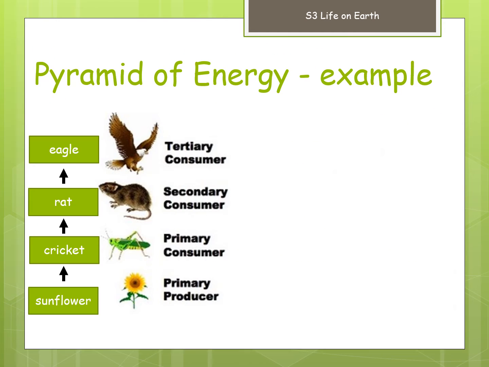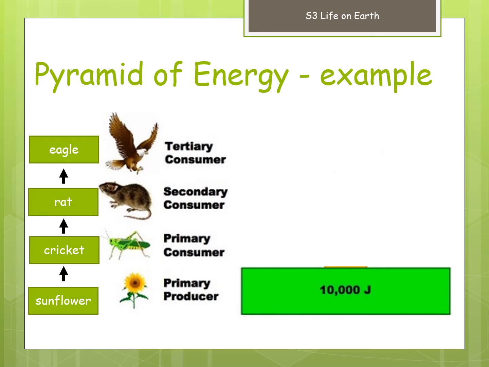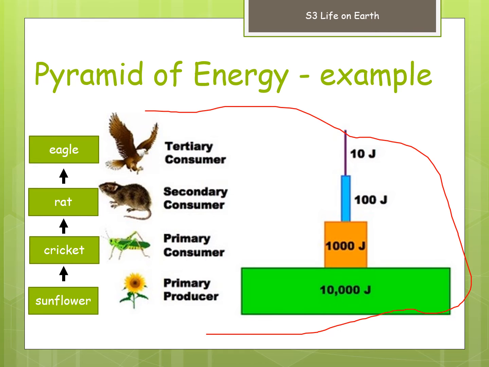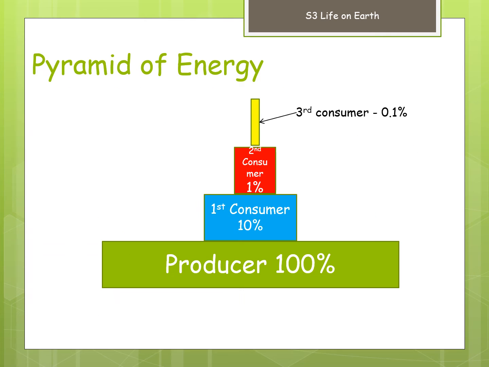So to give you an example of a pyramid of energy, we've got sunflower, cricket, rat and eagle. We're going to say the primary producer, the sunflower, has 10,000 joules. And you should know then only 10% is passed on, so we've got 1000 joules, and then 100 joules, and then only 10 joules. So besides your definition of pyramid of energy, I'd like you to draw this version. Just something to add to your previous diagram. So obviously our producer had 100% of the energy.